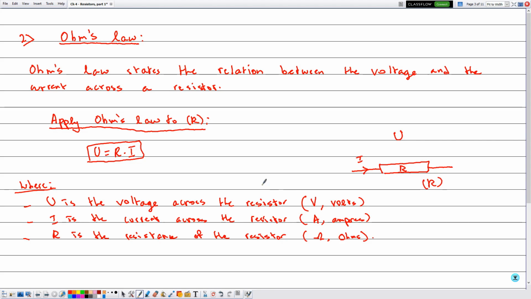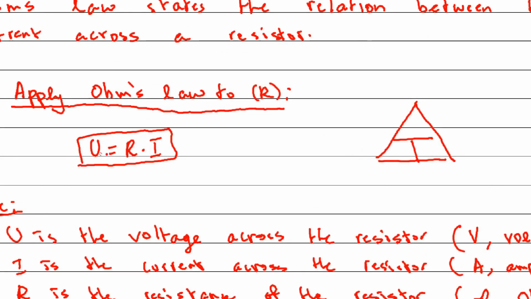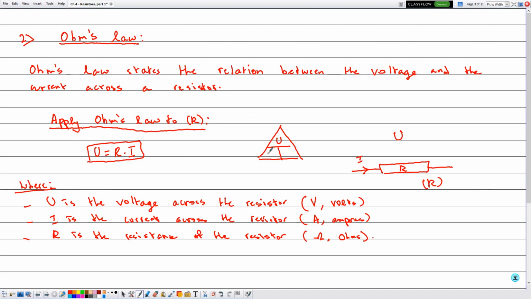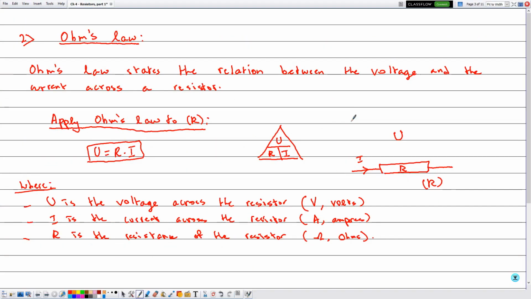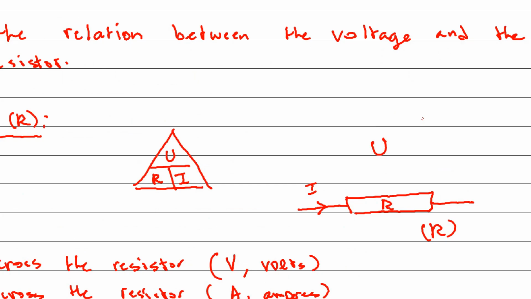Okay. Now for any formula like this, we can construct a triangle. Because we have multiplication, U will be on the top and R and I at the bottom. So for example, if you want to calculate the value of R, you put your hand over R, so R will be given by U divided by I. Moreover, we can calculate the value of I if we know U and R. Putting our hand over I, it will be given by U divided by R.